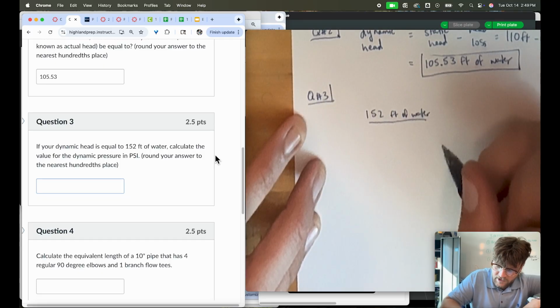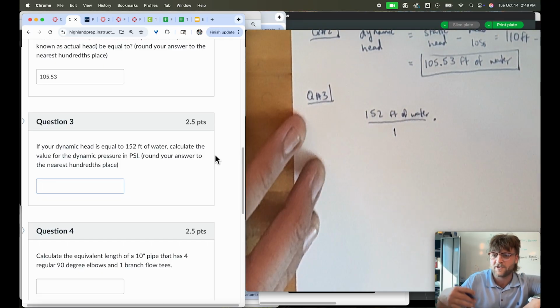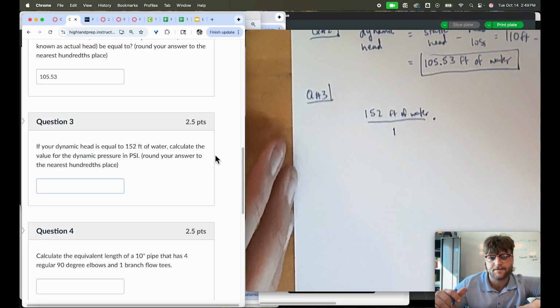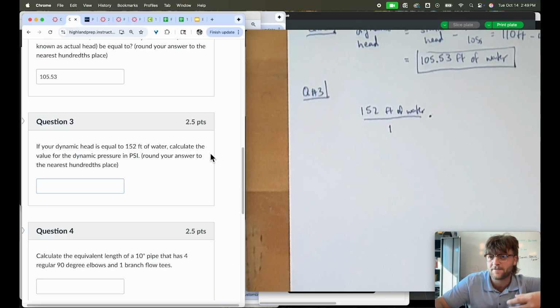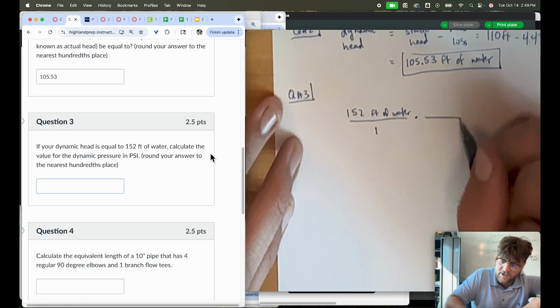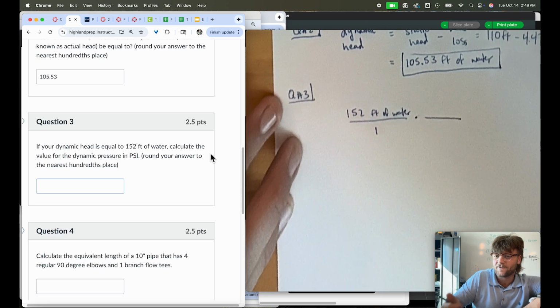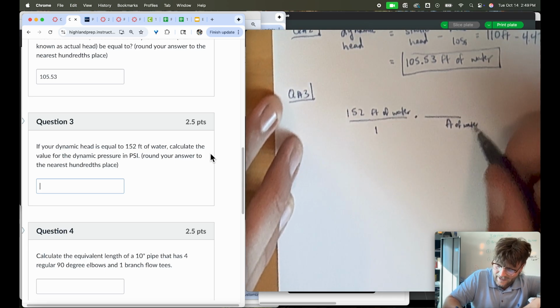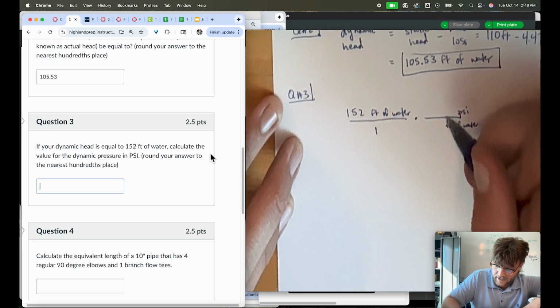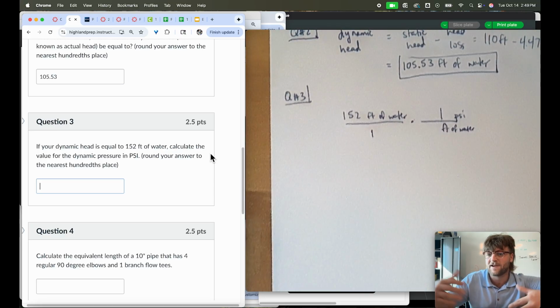What we want to do is convert that to be dynamic pressure. Instead of it being feet of water, we want it in units of pounds per square inch. So we can multiply this by a conversion factor. On the bottom, we're going to have the feet of water. At the top, we're going to have PSI. Now, in 1 PSI, there's a certain amount of feet of water, right?